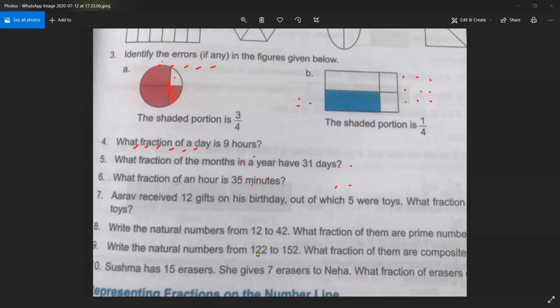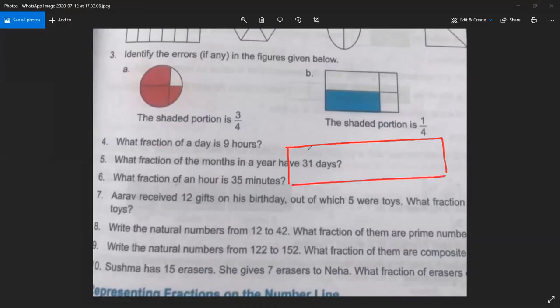Sarthak, is there any doubt? No, sir. So, for example, if I take an example like this, I have a rectangle like this. Just have a look at this. Can I represent this part as 1 by 7, counting 1, 2, 3, 4, 5, 6, 7? No, sir. I can't, because the size is not the same.